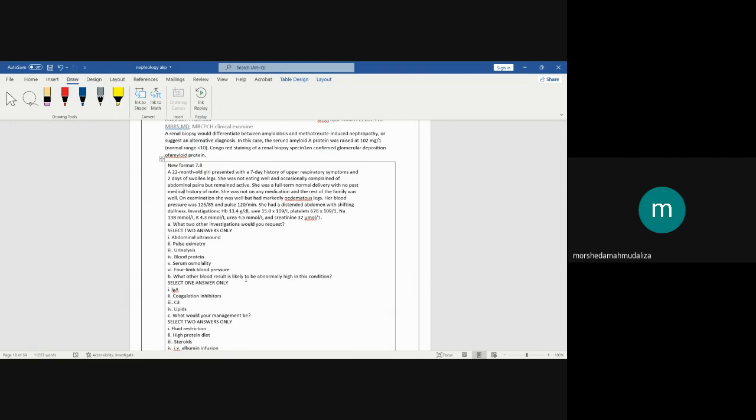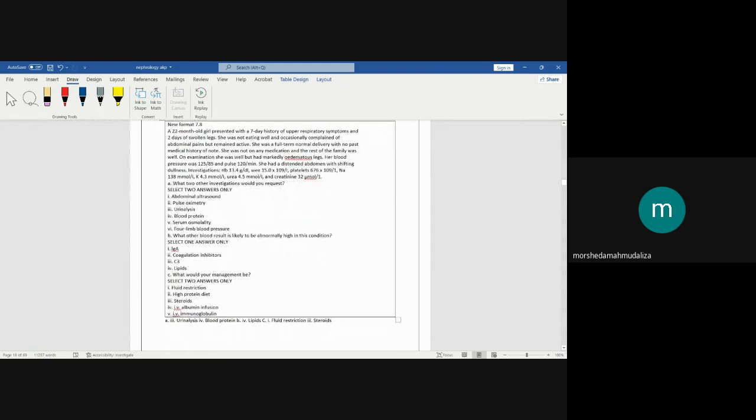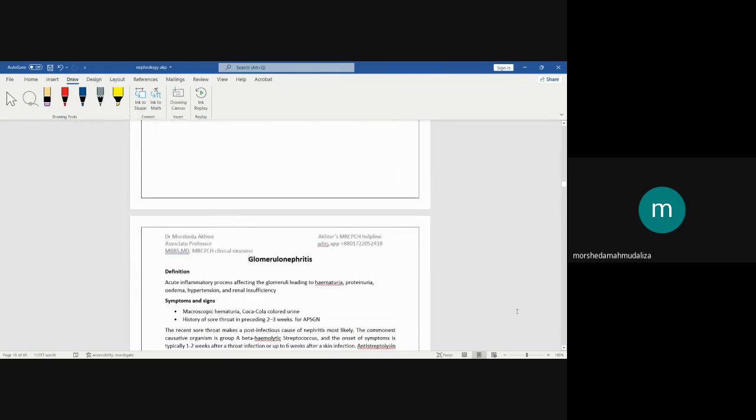and also lipid. Why lipid? Because of serum cholesterol. I have to confirm whether nephrotic syndrome is there or not, because it could be, I mean, more than 1 year. Okay, so after that, what is your management? You have to go for fluid restriction and steroid. Okay, fluid restriction and steroid. We say it's very important.